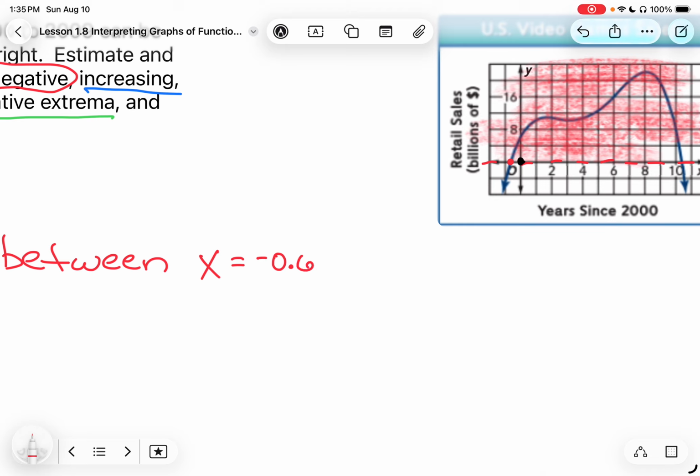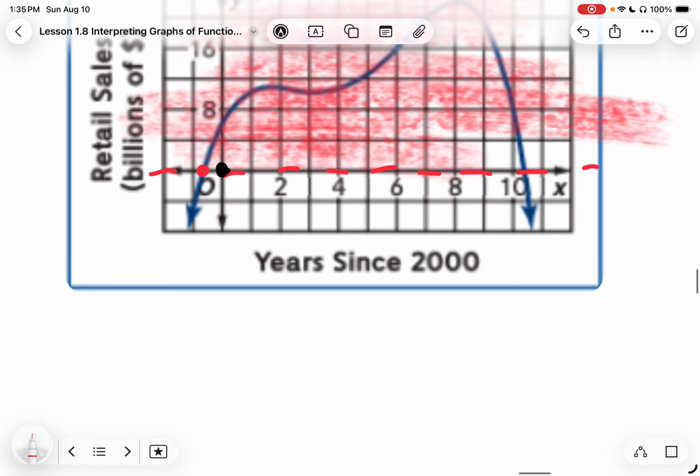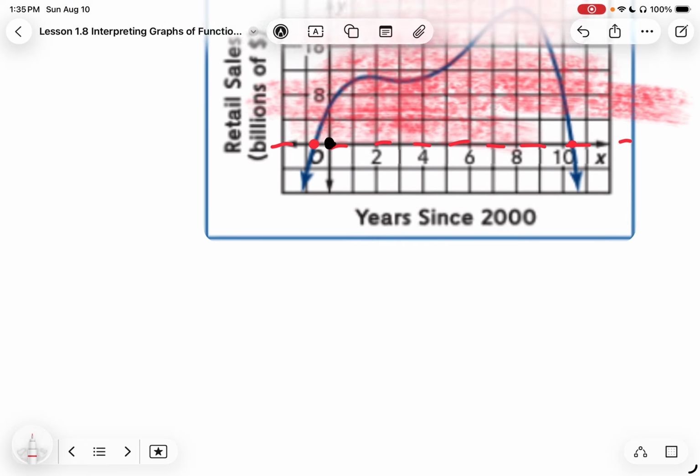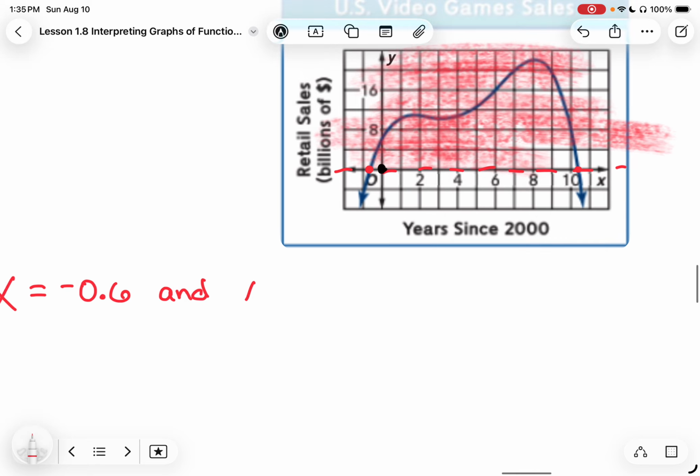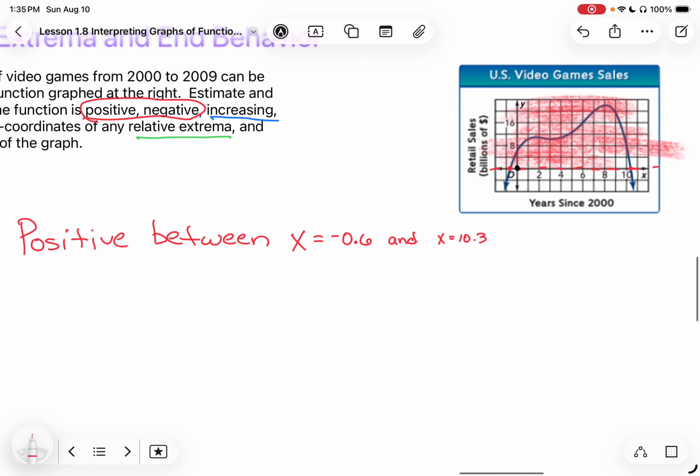So say it's from negative 0.6, between negative 0.6 and where does it go back negative? That's about right there. A little bit less than 10.5. Let's call it like 10.3. There we go. So we're going to say that this graph is positive between negative 0.6 and 10.3. That's all the spots where this graph is above the x-axis. So that means it's negative all the other spots.